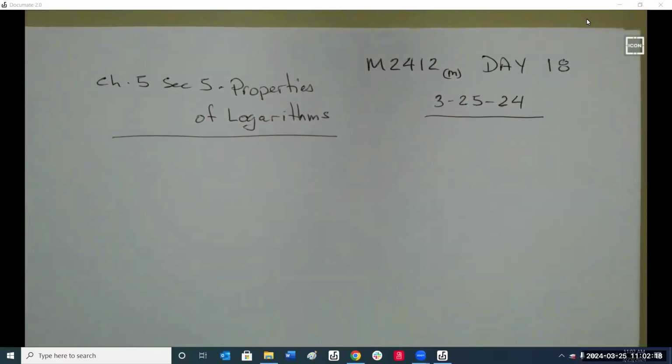All right. Today we're going to do chapter 5, sections 5 and 6, because we actually did this section last class. I went through all the properties. This is just going to be some examples of them, and the next section is going to be solving exponential and logarithmic equations. So we should be able to finish both of those today with no problem.